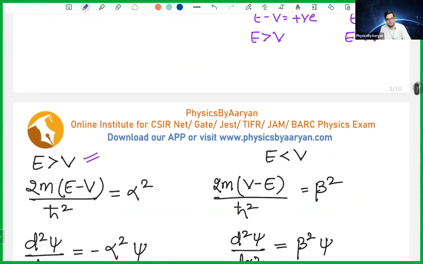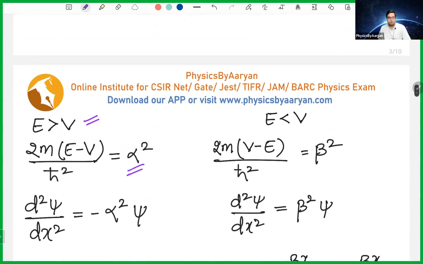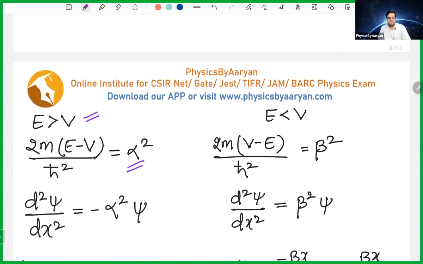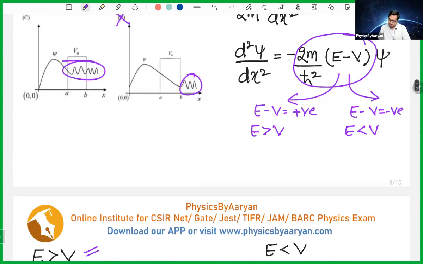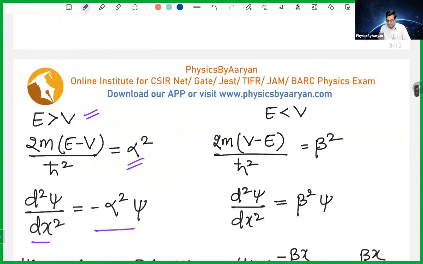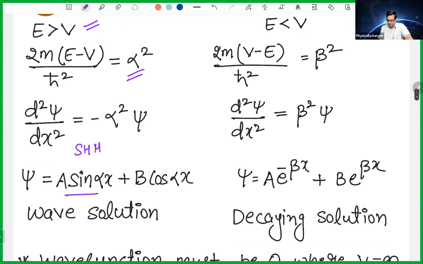If E is greater than V, which basically means E minus V is positive, so this entire thing is positive. So we can call this entire thing some alpha square, and your Schrodinger equation will become d square phi by dx square equals minus alpha square phi. So this entire thing is positive, so this negative sign remains as such. This is your simple harmonic motion. This equation resembles the simple harmonic equation. And if you solve this equation, you will get sine alpha x and cos alpha x as a solution, basically a wave solution or an oscillating solution.